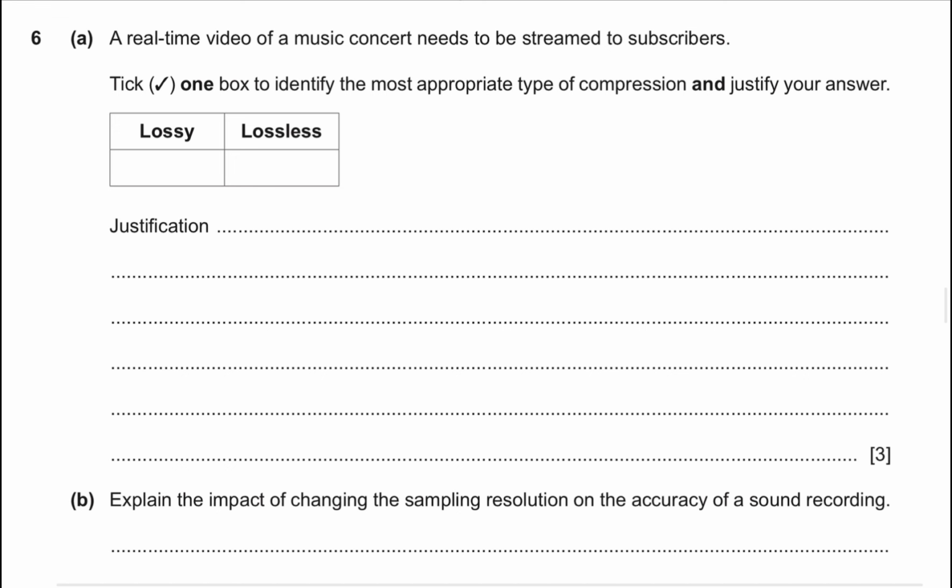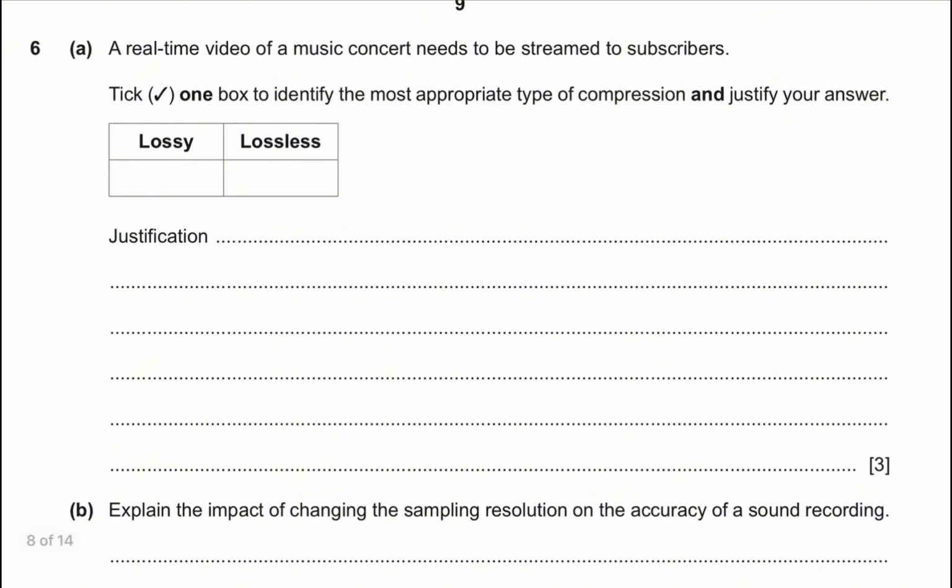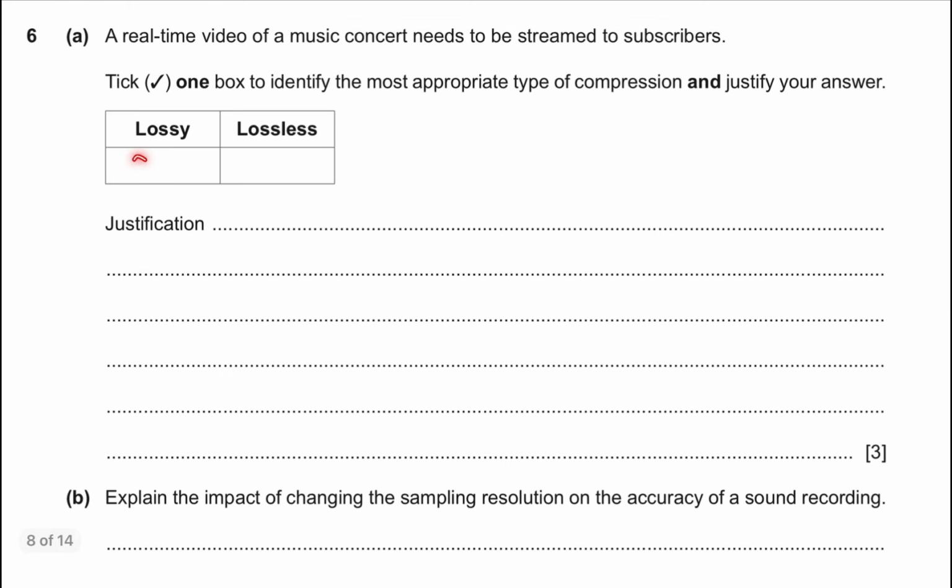Question number 6 is a real-time video of a music concert needs to be streamed to subscribers. Tick one box to identify the most appropriate type of compression and justify your answer. If you're choosing lossy, you have to give the justification for lossy. If you're choosing lossless, you have to give the justification for lossless. So I will choose lossy. You can also choose lossless and write all the points which justify your choice. Since I choose lossy compression, I will give the justification for lossy. So I could say loss of quality will not be noticed.